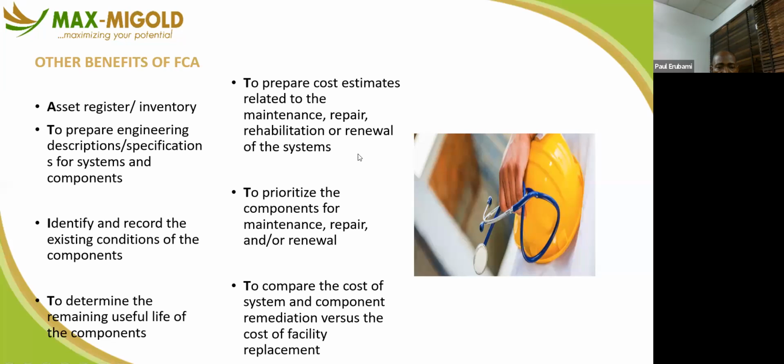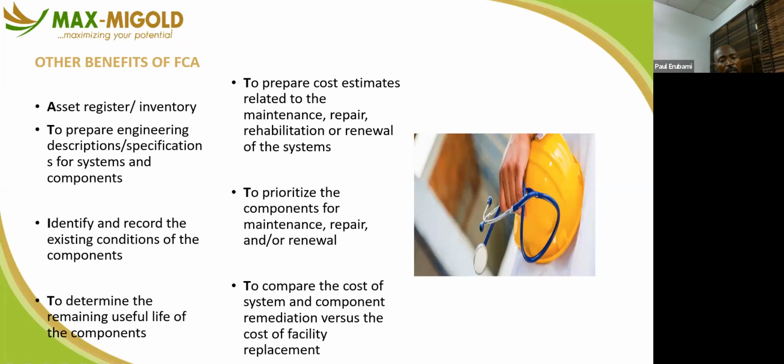It helps you to prepare cost estimates related to the maintenance, repair, rehabilitation, or renewal of that particular system within that facility. It also helps you to prioritize components for what? Maintenance, repair, or renewal. So when you conduct your assessment, you can base all the assets you want to attend to on priority: the major one, the most critical one, and the minor one. The major ones are the ones that you give urgent attention to because they are very, very key. Most especially your power in your facility or possibly water in your facility, because you can't run a facility without those two items.